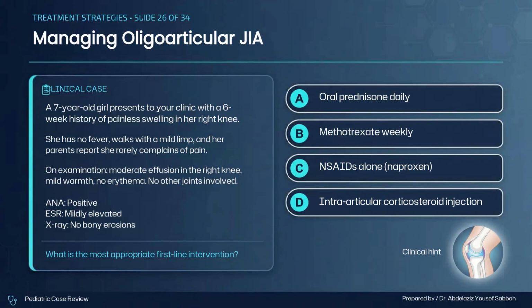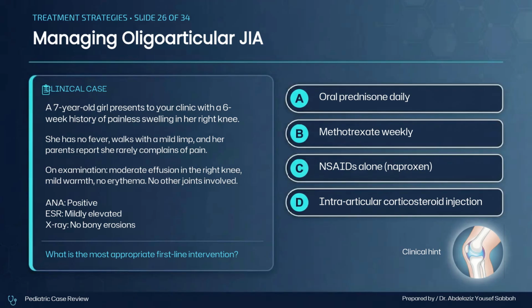Case 13. A 7-year-old girl presents to your clinic with a 6-week history of painless swelling in her right knee. She has no fever, walks with a mild limp, and her parents report she rarely complains of pain. On examination, there is moderate effusion in the right knee, mild warmth, and no erythema. No other joints are involved. Antinuclear antibody is positive. Erythrocyte sedimentation rate is mildly elevated. X-ray shows no bony erosions. What is the most appropriate first-line intervention?